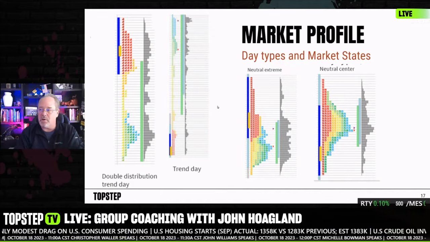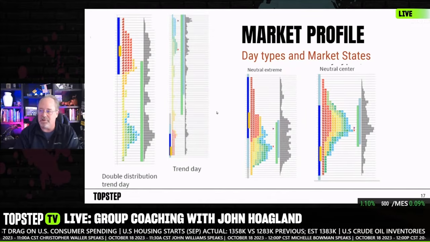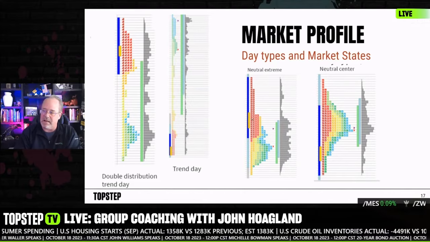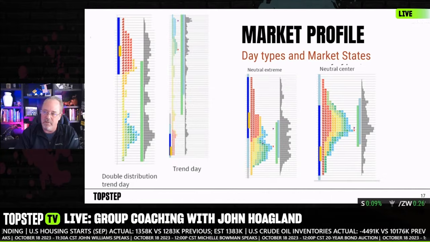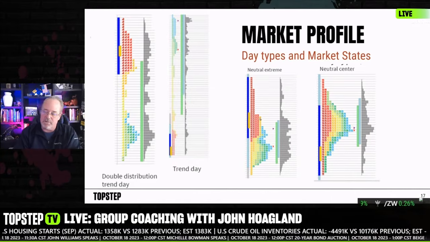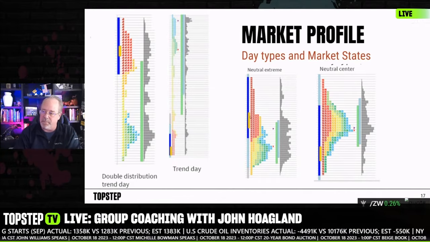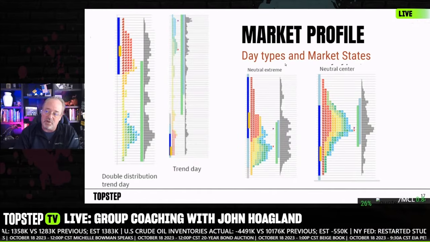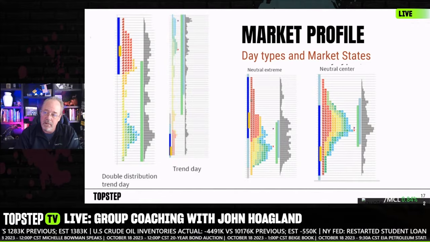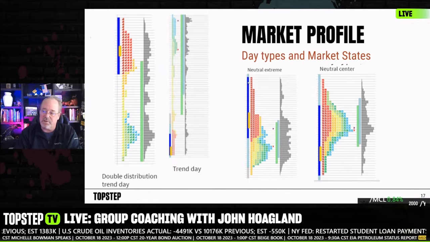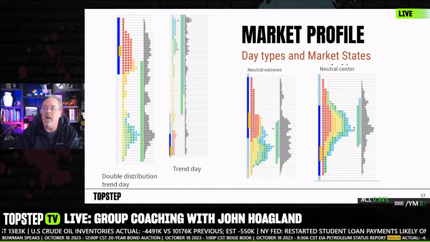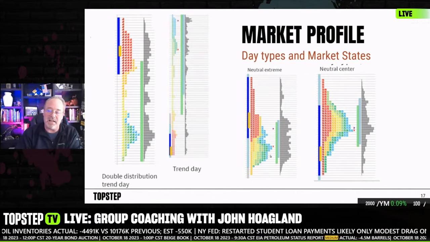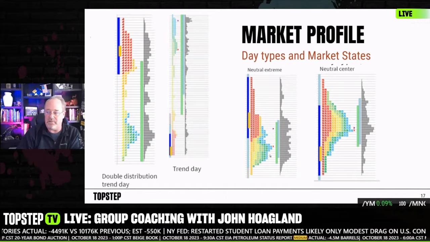Now, what we see most of all is a normal variation day. A neutral extreme day is a lopsided bell curve. Now, it can mean one of two things. Long liquidation, the B shape gives you the long liquidation. A P shape gives you short covering. And remember that these neutral extremes, if this is long liquidation, is actually taking initiative selling away from the marketplace.